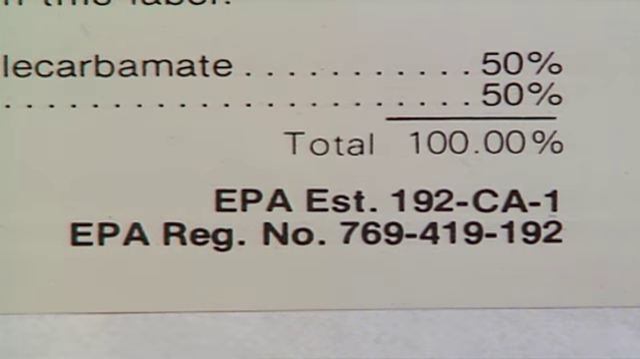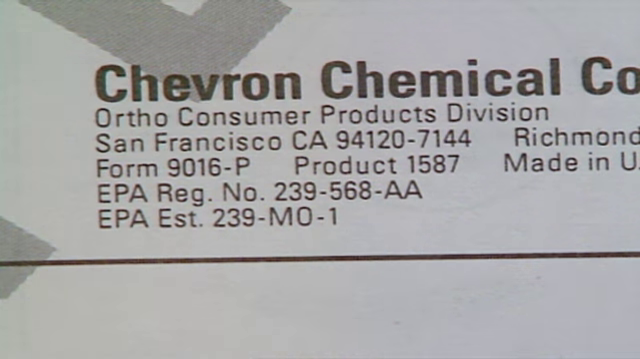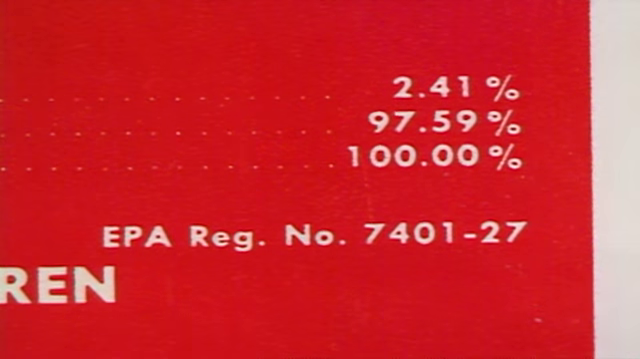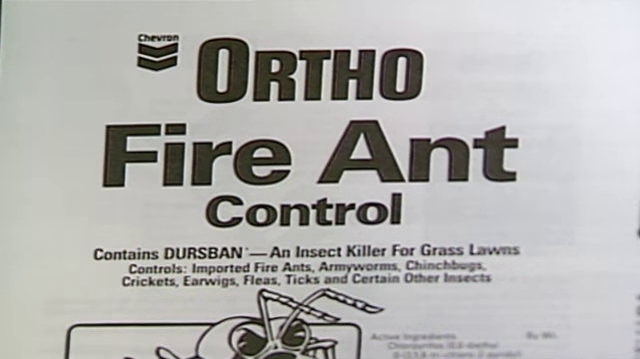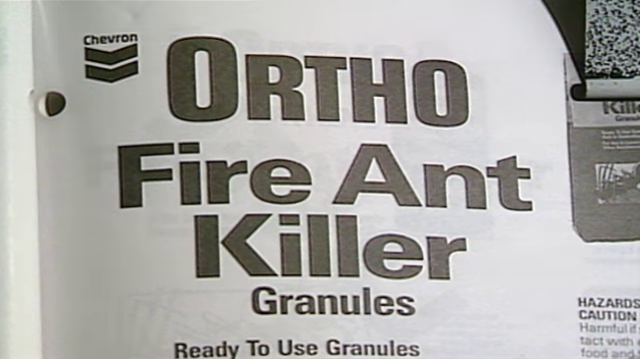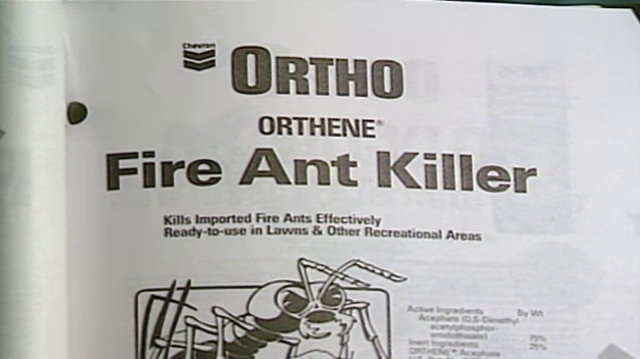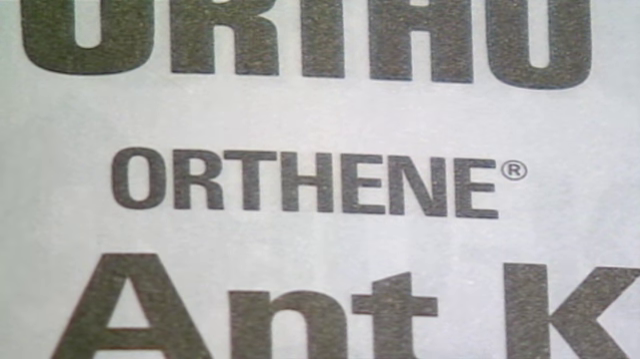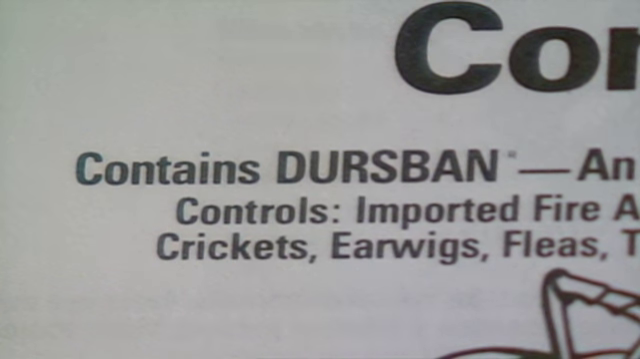Is that on every single label? It's on every single label. And as we see here, we have some examples of 3 different EPA registration numbers on 3 different products. Now, why that becomes important, the examples that we're using happen to be ORTHO Fire Ant killers or materials. All with different numbers? They're all with different numbers, and they're all for fire ant control. However, there are 3 different products. In other words, one has ORTHENE in it, another one has diazinon, and a third one has dursban.